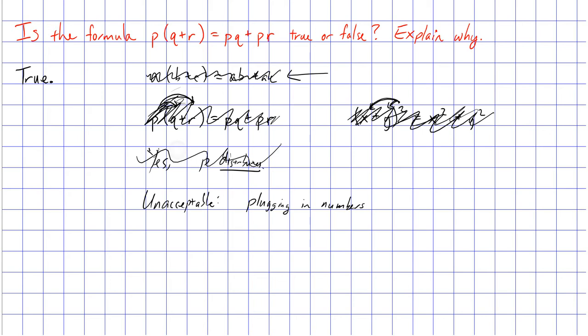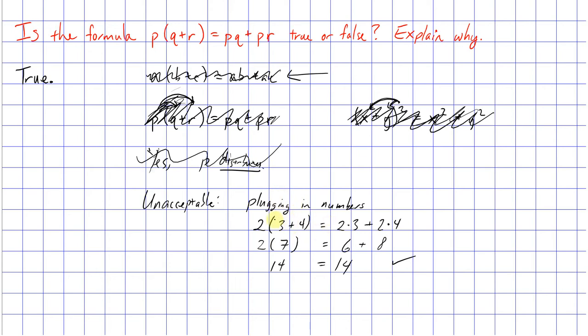So for instance, if your explanation for this was something like 2 times the quantity 3 plus 4, and then you plugged in the same numbers, 2 times 3 plus 2 times 4, and you even simplified each side, so 6 plus 8, and you had 14 here and 14 here, and you even wrote a check mark to say, look, these numbers are the same, this is not an explanation.